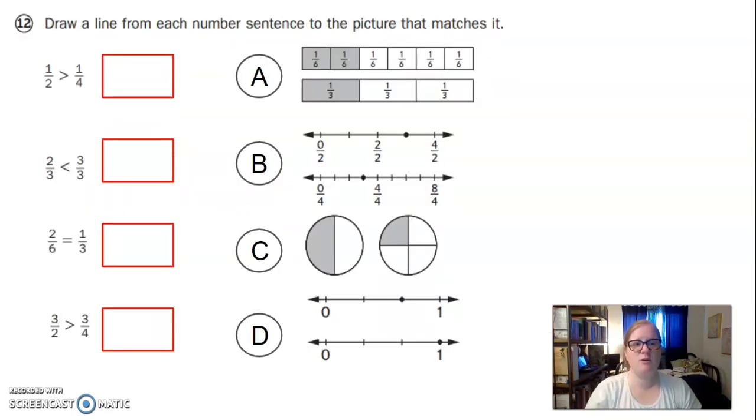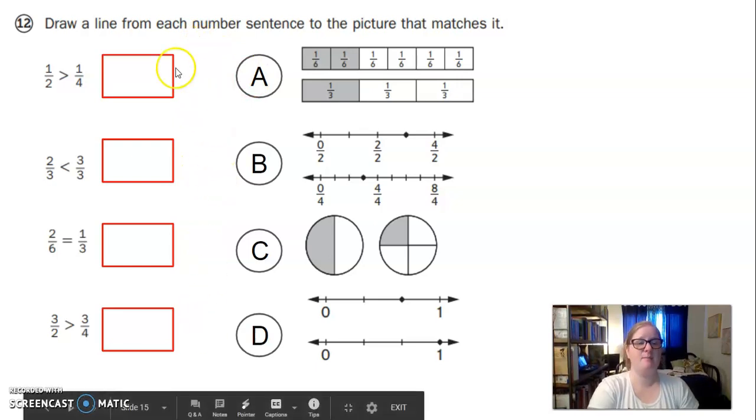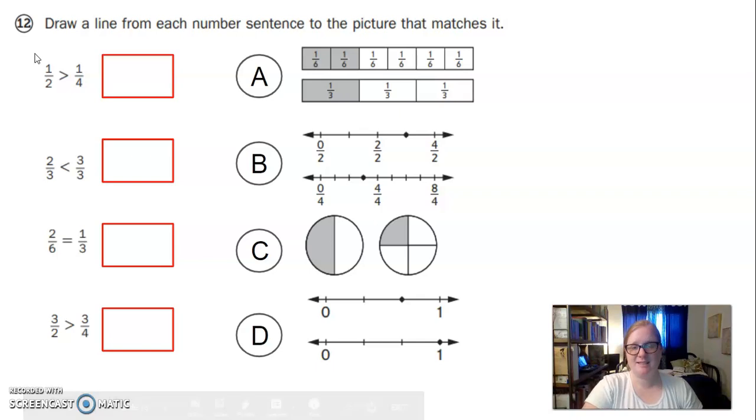Now this says to draw a line from each number sentence to the picture that it matches. Instead, you're actually going to put the letter, okay? So 1/2 is greater than 1/4. If you're saying that the answer is A, you would put A right here, okay? But the answer is not A. Take a look at each of these and put what you think is correct. I give you a clue that it is not A.